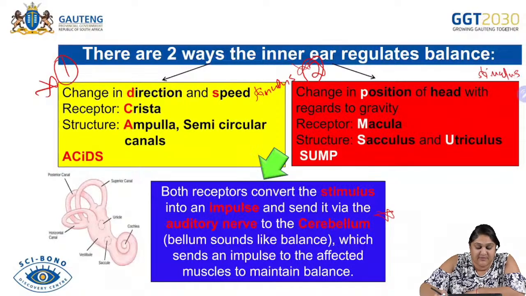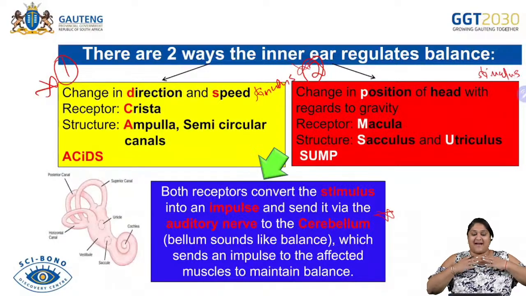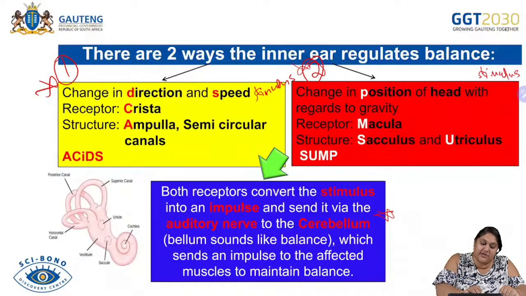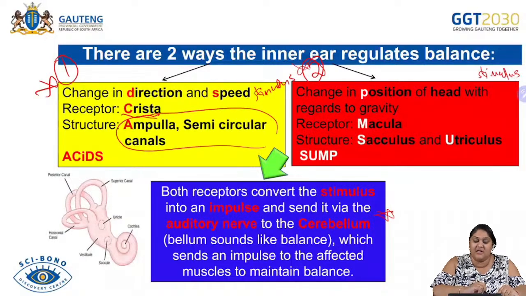In number 1, we have a change in direction and speed. That means that I am running, or I am moving forward, therefore my head's direction is changing, and its speed. If I'm running and all of a sudden I turn, I'm changing direction. This is when our receptor is going to be stimulated, which is the crista. You need to know that it's found in the ampulla, in the semicircular canals.